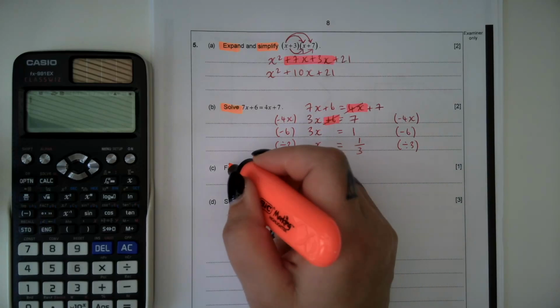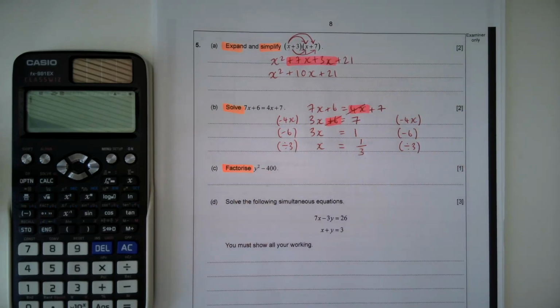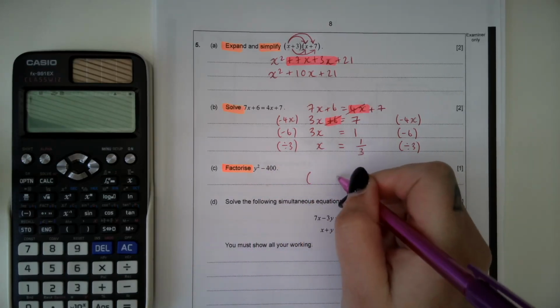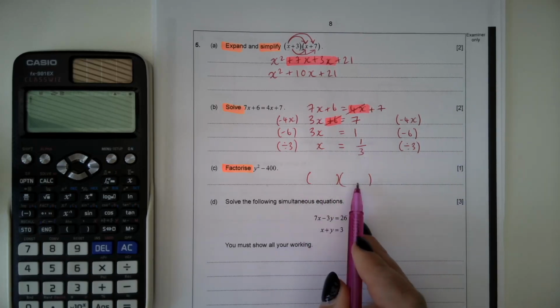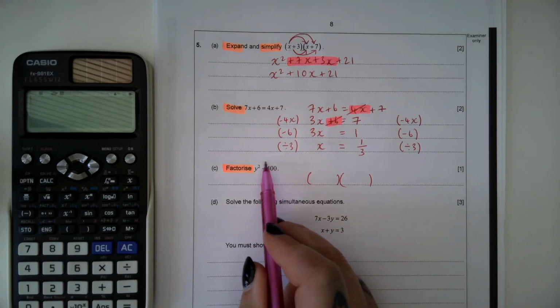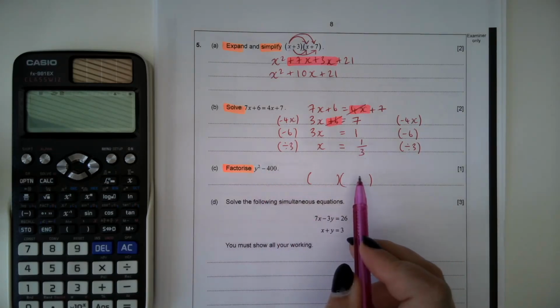Part C, factorise y squared subtract 400. So when we're factorising, we're putting brackets in. So it's the opposite of expanding brackets. Now this is a quadratic, and so we're going to have to factorise into 2 brackets. I know it's 2 brackets because I have a squared term and the number term. Both of those things mean that I need 2 brackets.